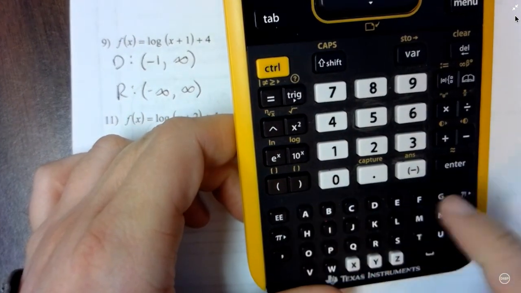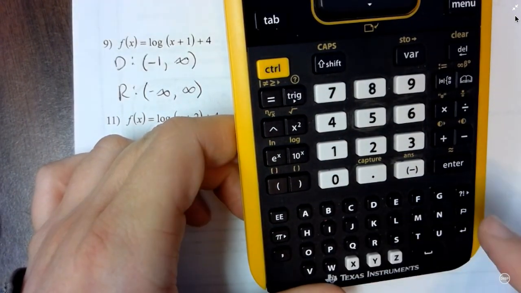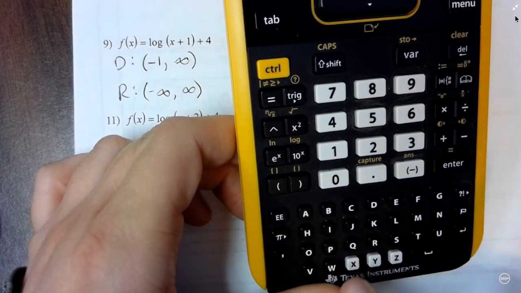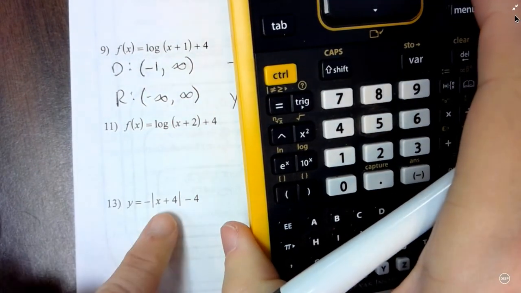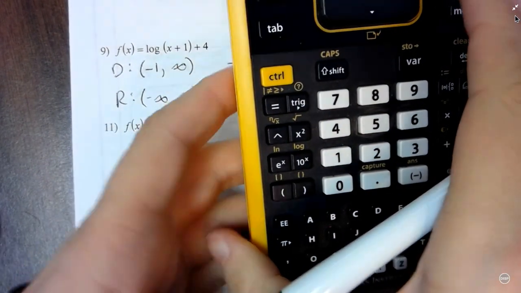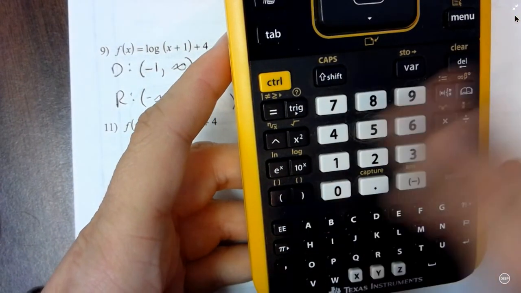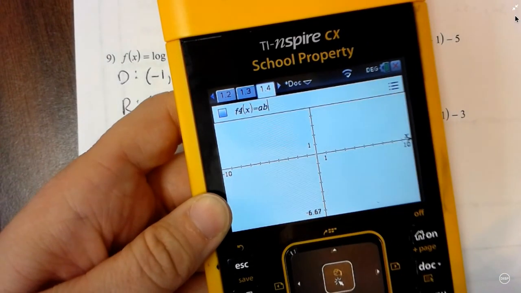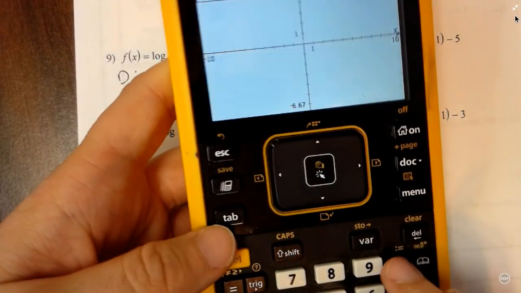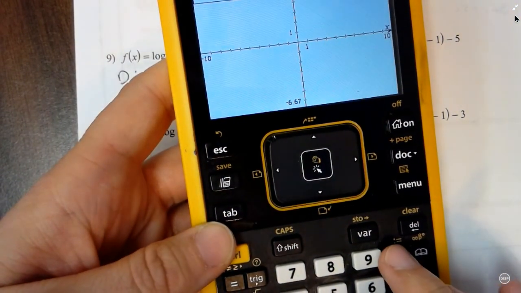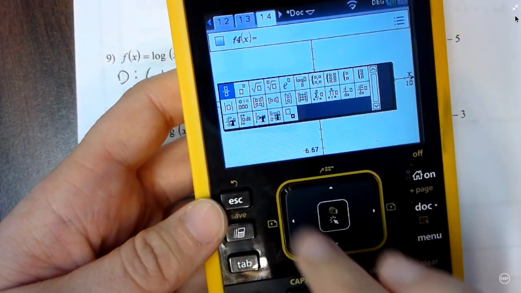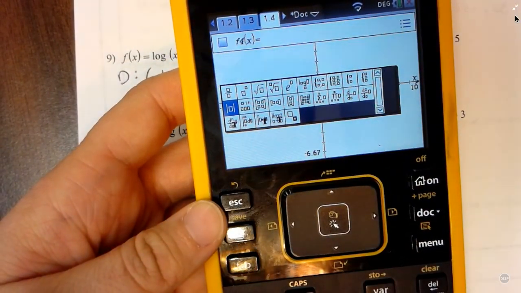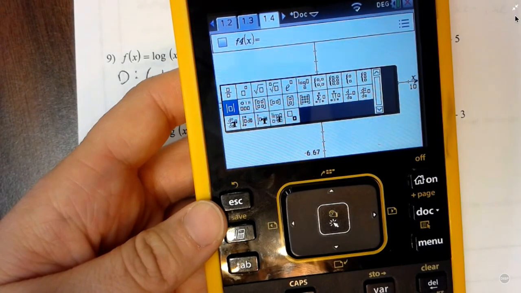You can type A, B, S, parentheses, and then this one is x plus 4. I'm just going to put an x there right now. So you can type it as ABS for absolute value, or if you go into this menu, it's kind of a template menu, press that, and it's right here. So that's two ways to get the absolute value symbols.